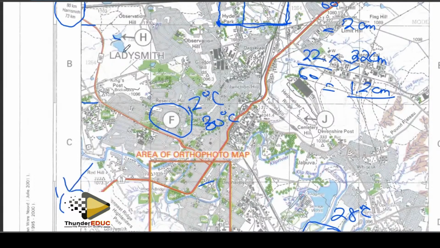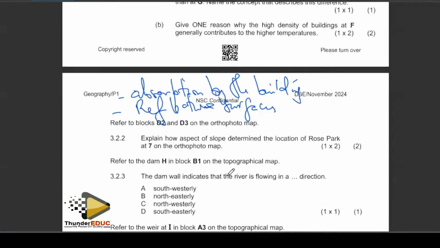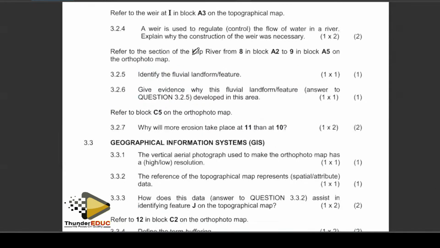It is to the southwestern direction. Water is captured before the dam wall. So the water is accumulating on this side while the wall is there, which means the river is coming from this direction and going in that particular direction. So our correct response there is A, which is the southwesterly direction. Right. We go on to the next question.